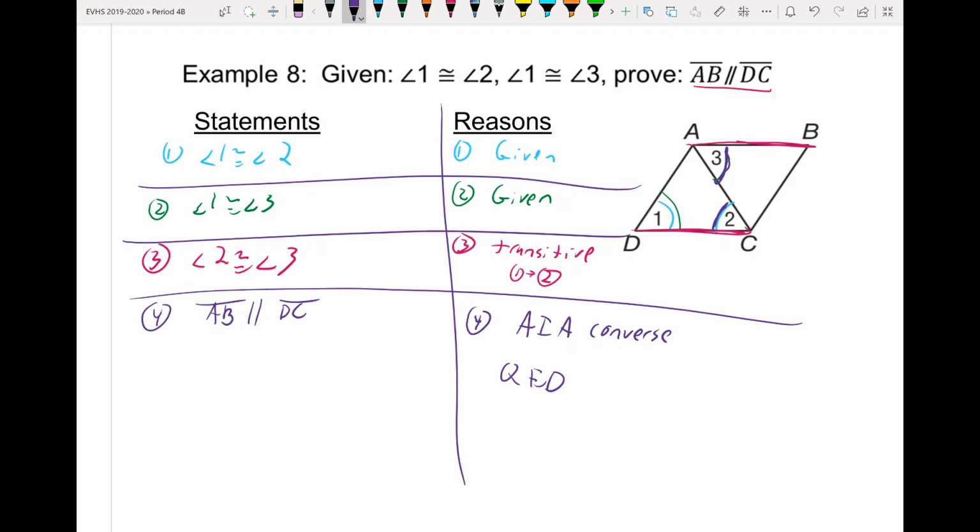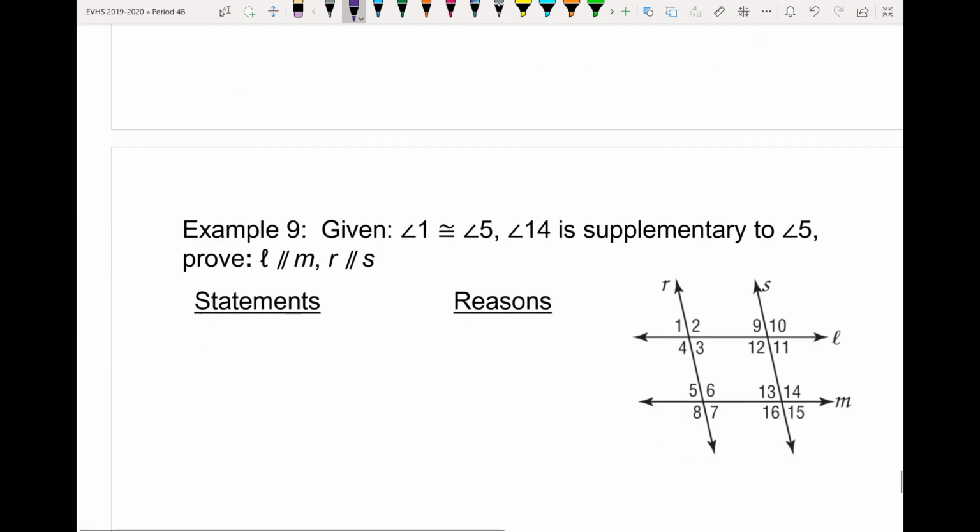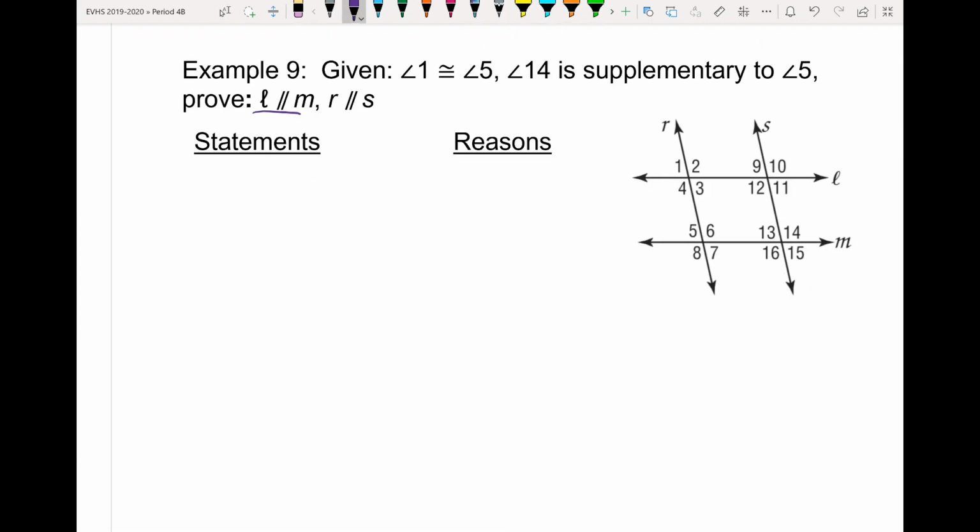All right, any questions on that proof? All right, that one's pretty straightforward. This one's a little bit more involved because, number one, we've got 2 things we got to prove: L is parallel to M, and R is parallel to S. So let's get in here what we have. 1 is congruent to 5, and 14 is supplementary to 5. I'm just going to put my dots there so I can know what I've got. Let's get my first given in there. 1 is congruent to 5, and that is given.